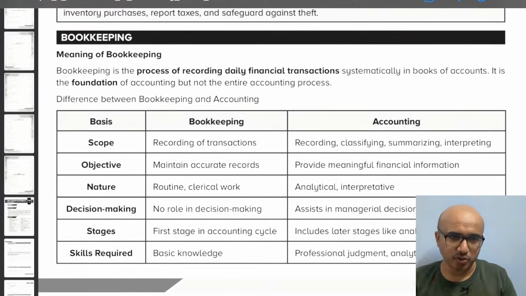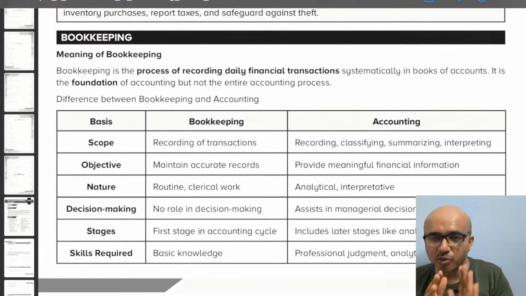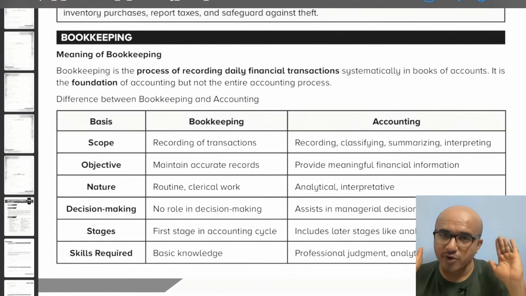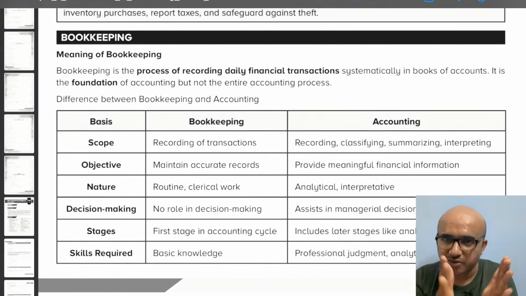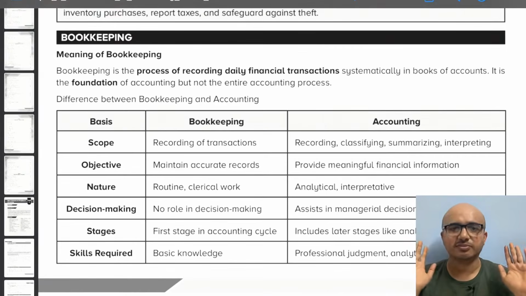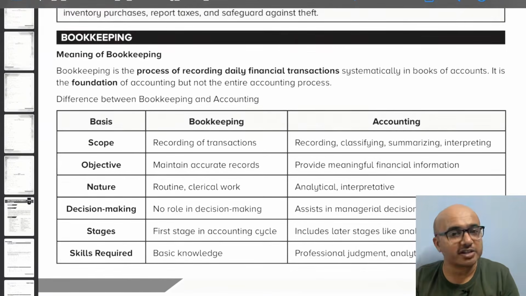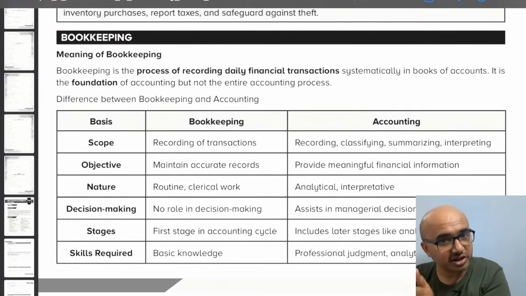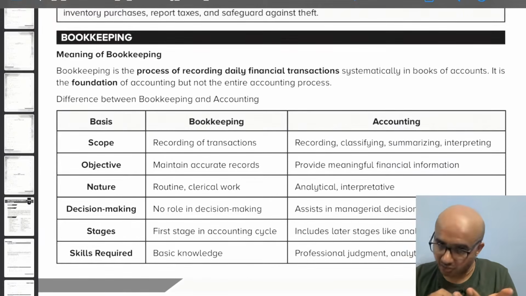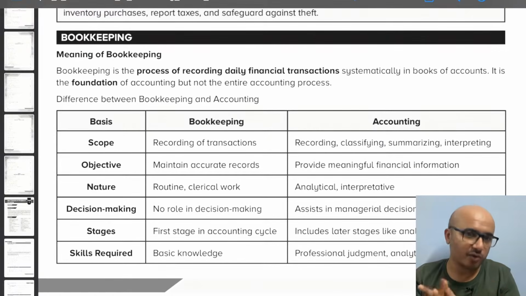Let us go through each of those: scope, objective, nature, decision making, stages, and skills required. In the case of bookkeeping, the scope is very limited. What do we do? We record stuff. What type of stuff? We record journal entries. That's all. We don't do anything else. If something has been spent, we'll record that it has been spent, nothing else. But in accounting, we don't just stop. In fact, where bookkeeping ends, accounting starts. So we not just record, we classify it, post it to ledgers, then summarize, prepare the trial balance, then we interpret the P&L, balance sheet, cash flow, and whatnot.